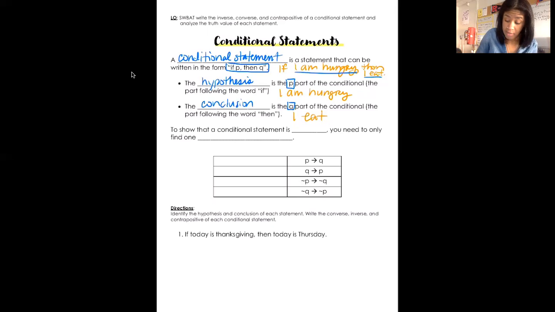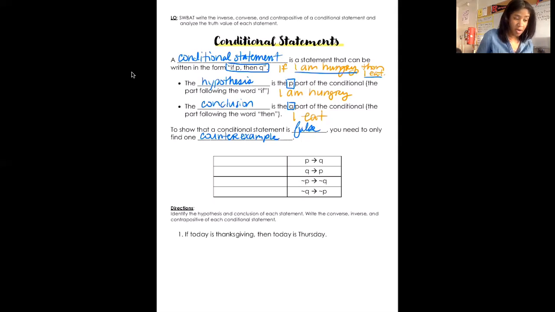So lastly, to show that a conditional statement is false, you need to only find one counterexample. So can you think of a situation in which the statement, if I'm hungry, then I eat, is false? Is there a counterexample? Let's say you're sitting in the drive-thru at McDonald's and you reach down to get your wallet and it's not there. Are they gonna give you your food? No. Are you about to eat? No. Are you still hungry? Yes. So is this conditional always true? No. We could say this one is false, okay?